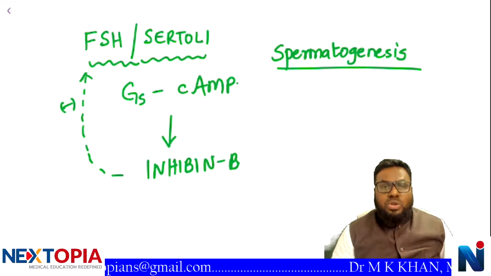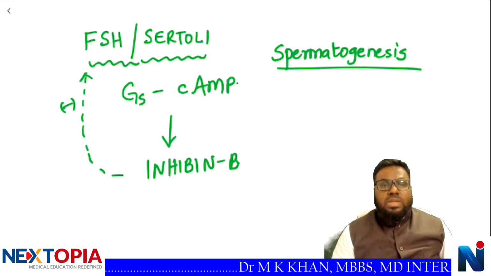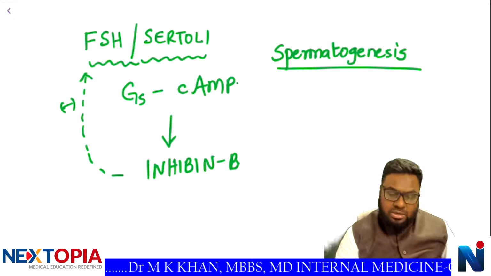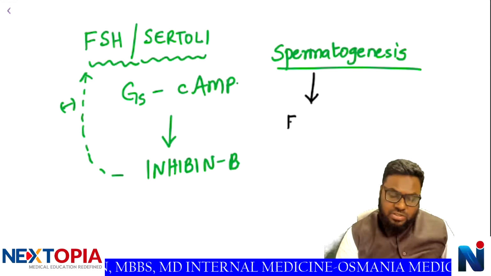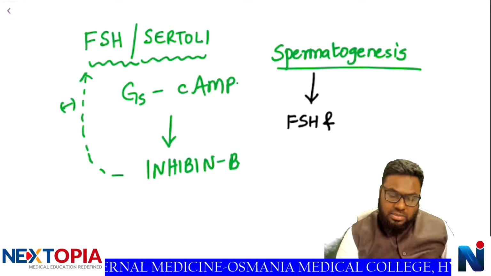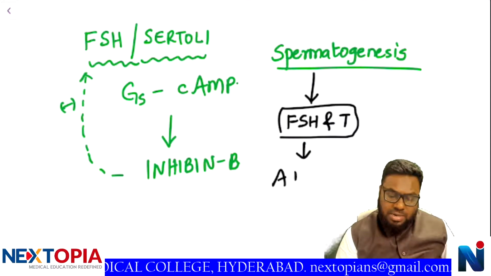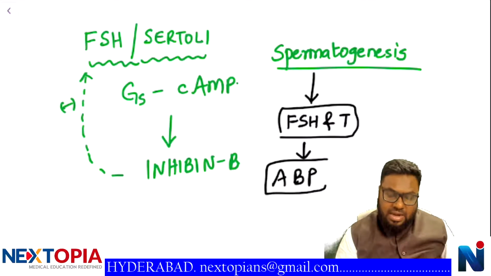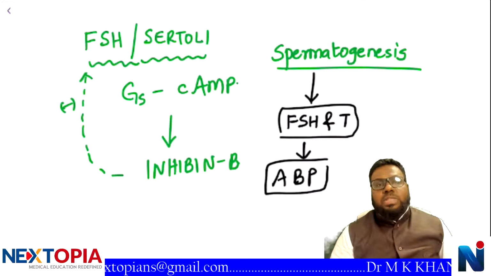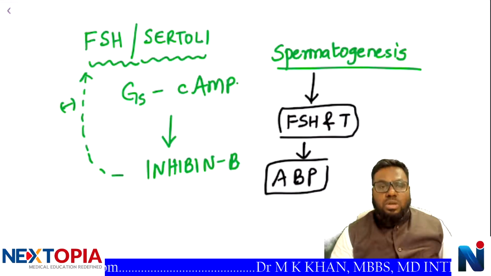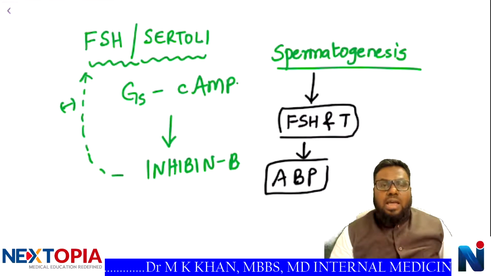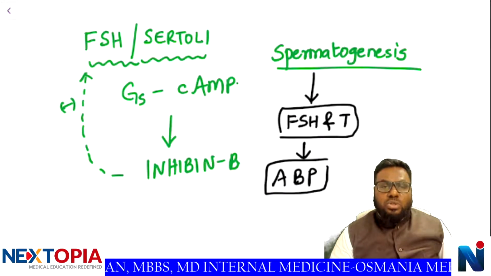FSH and testosterone induce what is known as androgen binding protein. So because of FSH and testosterone, what is developed is androgen binding protein. This androgen binding protein helps in maintaining high levels of testosterone. It binds to testosterone and helps in maintaining the high levels of testosterone.